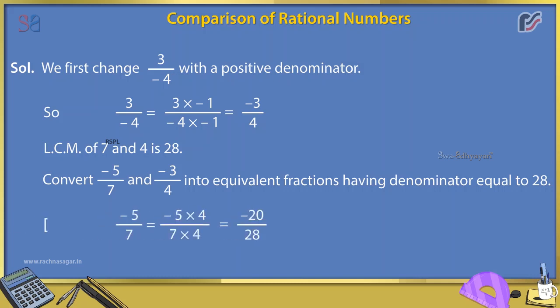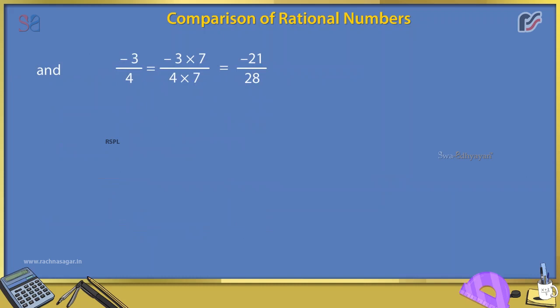Convert minus 5 by 7 and minus 3 by 4 into equivalent fractions having denominator equal to 28. Therefore, minus 5 by 7 is equal to minus 5 into 4 by 7 into 4, which is equal to minus 20 by 28. And minus 3 by 4 is equal to minus 3 into 7 by 4 into 7, which is equal to minus 21 by 28. Since minus 20 is greater than minus 21, minus 20 by 28 is greater than minus 21 by 28. This implies that minus 5 by 7 is greater than minus 3 by 4.